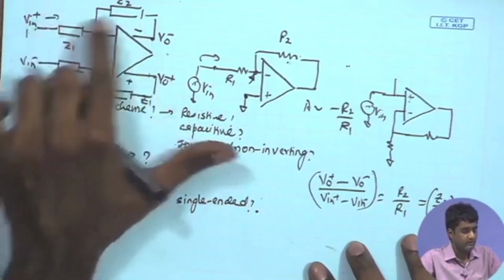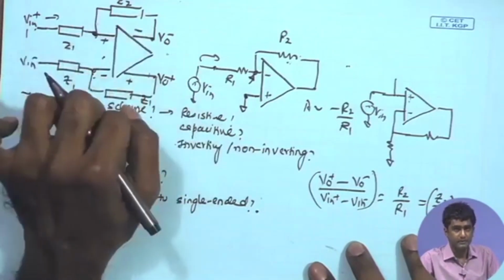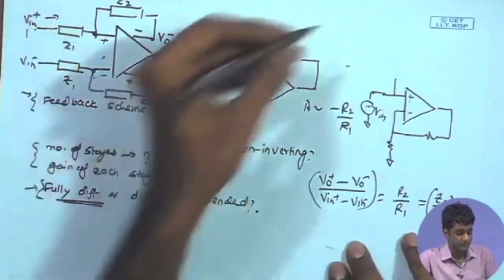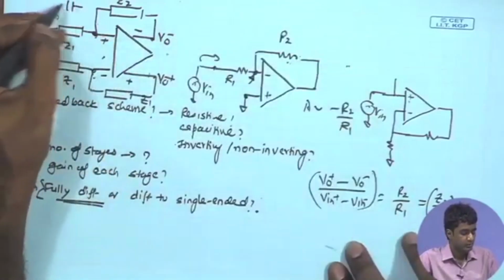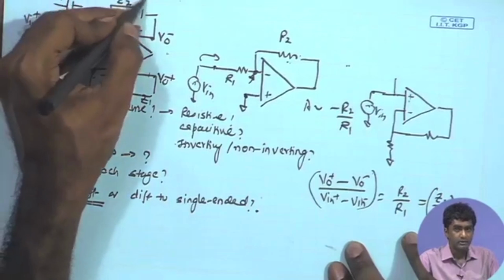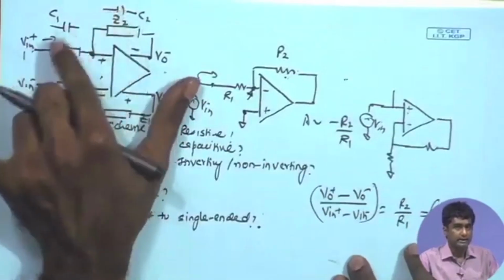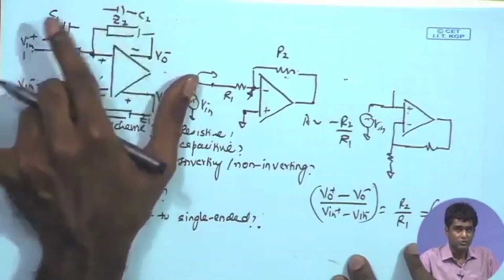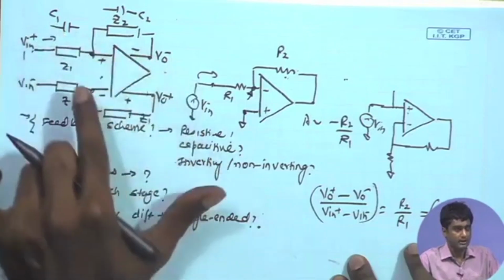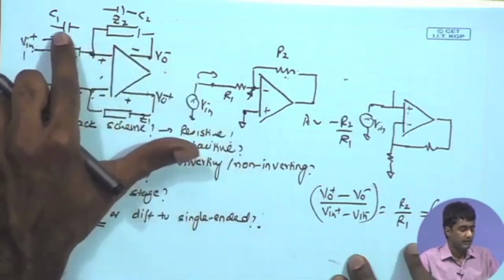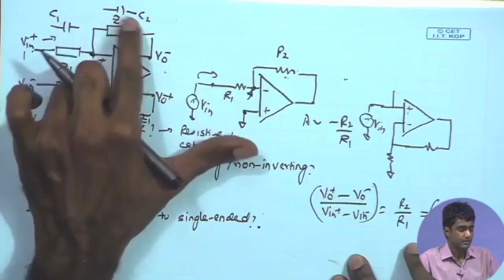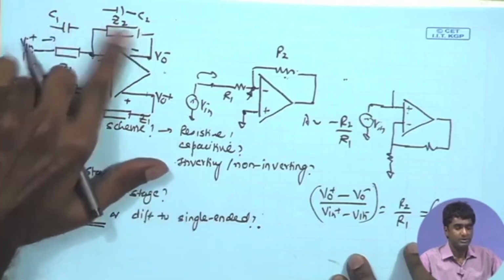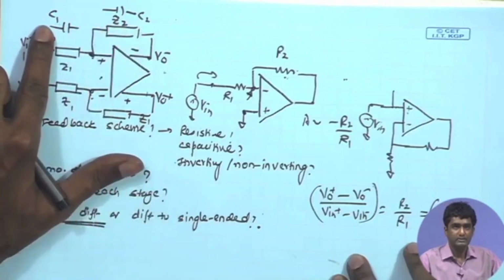So we can choose Z1 and Z2 as capacitors, so that the overall gain Z2 upon Z1 is determined by the capacitance ratio. Rather than going for a resistor, we will put capacitances C1 and C2 over here, and we know that in that case the ratio Z2 upon Z1 will be given by 1 upon SC2 divided by 1 upon SC1, that is C1 upon C2. So we can have the value of C1 as the larger one, C2 as the smaller one, and the overall gain will be determined by the ratio of these two.